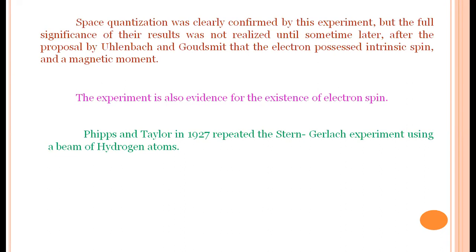Not only Stern and Gerlach, a number of scientists did this experiment with different molecules or atoms. Phipps and Taylor in 1927 did this experiment using hydrogen atoms. We know each hydrogen atom contains only one electron. That electron is in the first orbit, the s orbital. We know the orbital angular momentum quantum number L is equal to zero for the s orbital.